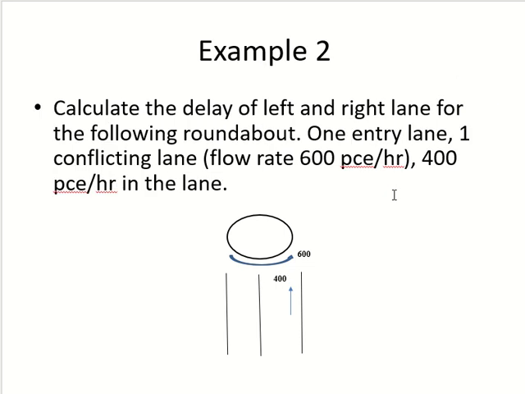This is another question. You can do it later on. We have one entry lane, one conflicting lane. The conflicting lane has a flow of 600, meaning the flow on the roundabout is 600, and the entry lane has a flow of 400. Okay, so you will calculate the capacity. The case is different now.